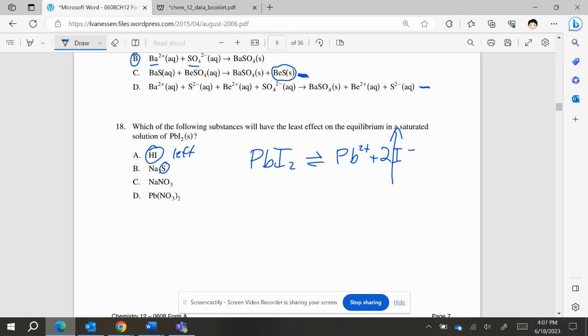Okay, got cut off there because I have the free version of Screencastify, so we're halfway through this question.